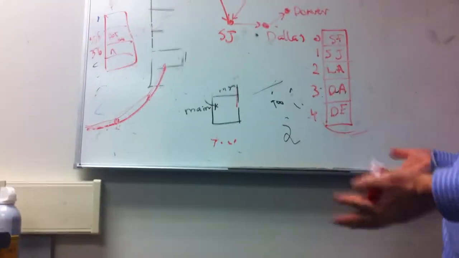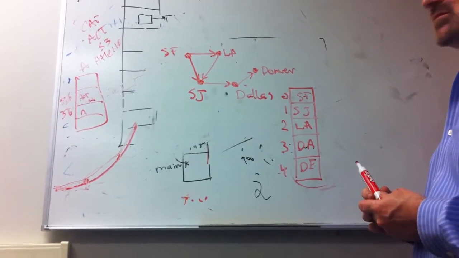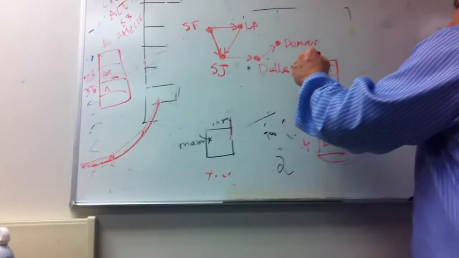We don't know. This is just the data structure. Maybe we put it into a hash function. We don't know, that's up to the user to decide. There's just some array set up.